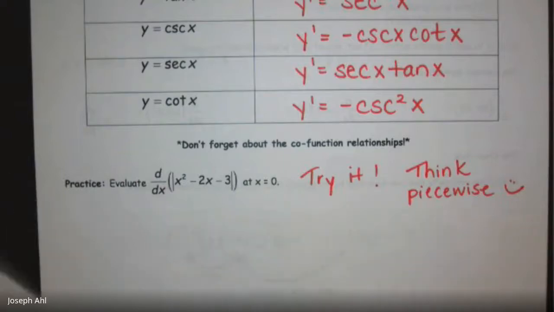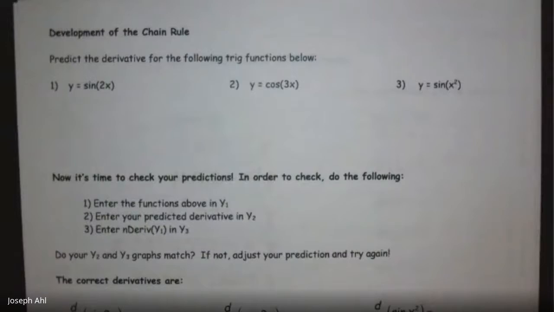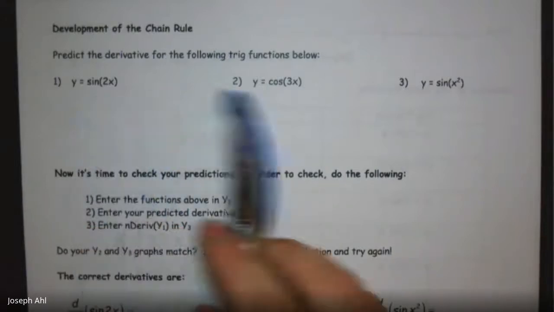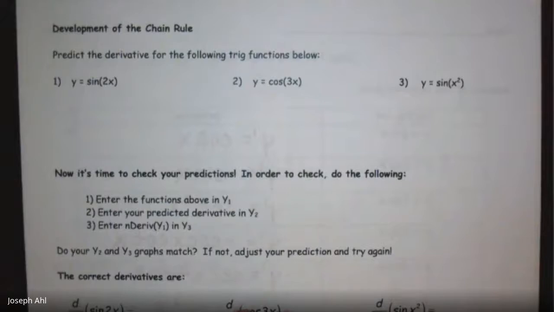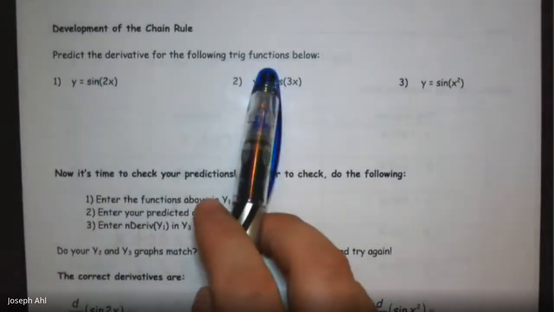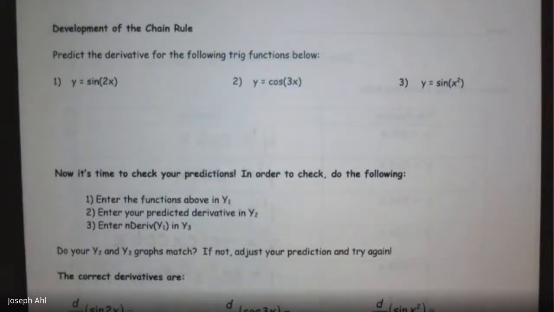All right, so let's get into what we're doing today as far as the chain rule is concerned. To develop the chain rule, we're actually going to look at some more trig derivatives, and we're going to make some guesses and some predictions as to the derivatives of these three examples at the top. So we have the functions y equals sine 2x, y equals cos 3x, and y equals sine of x squared. So I want you to really quickly predict what you think the derivative would be for each of the following. Go ahead and take a minute to do that.